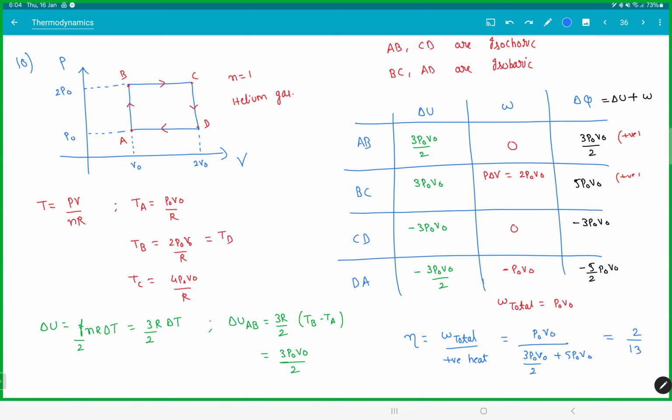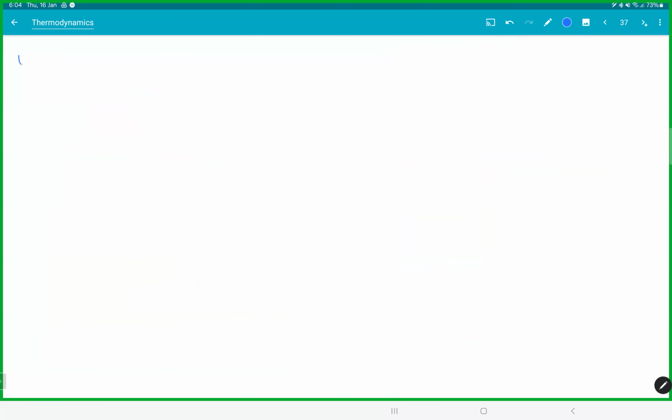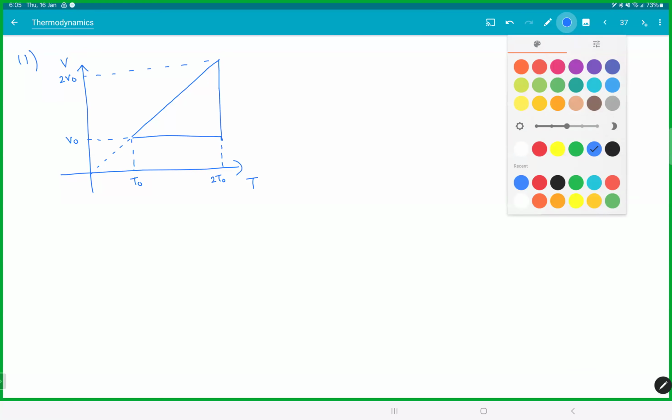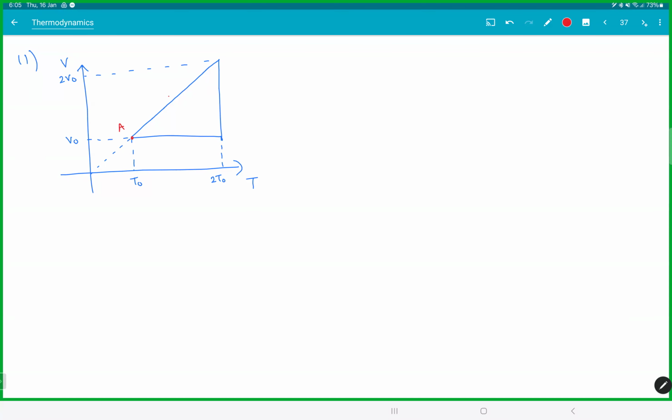Let's see one more like this. So the previous question was isobaric and isochoric process. Every time you won't get PV graph only. I can even give you a VT graph. This is a line passing through origin. T naught to 2T naught, V naught to 2V naught. This is A, this is B, this is C.